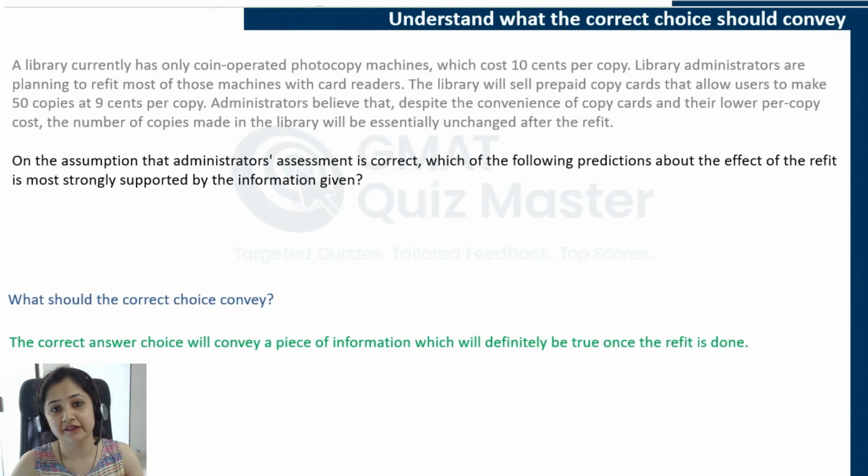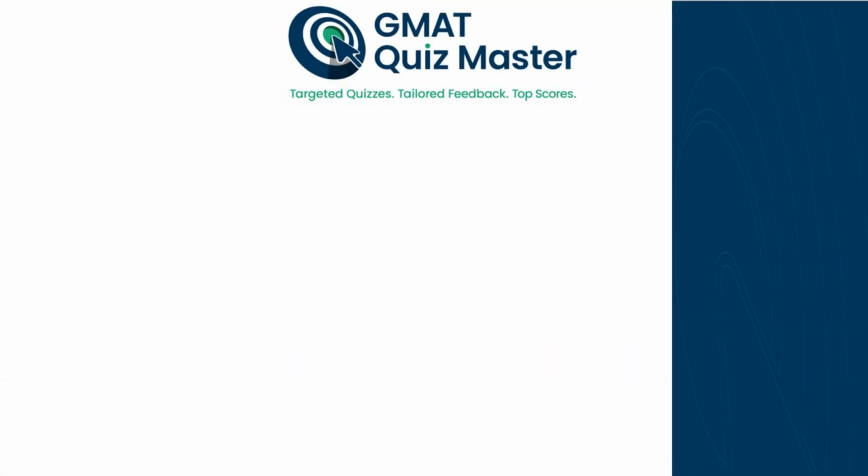All right. So this is the easiest part for an inference question, understanding what the correct answer choice should convey. The correct answer choice will convey something that is definitely true if the information given in the passage is true. So here we have to find an answer choice which will convey a piece of information which will definitely be true once the refit has been done, assuming that the administrator's assessment regarding the number of copies is correct. Let's proceed to answer choice analysis now.